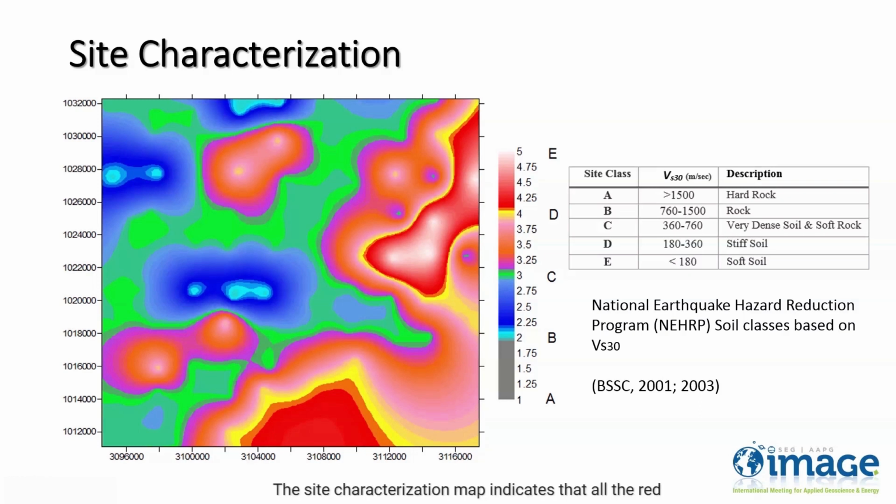The site characterization map indicates that all the red regions, mostly towards east and south, are not suitable for construction of an industrial zone. On the other hand, the blue and green regions are recommended for construction of any industrial site.